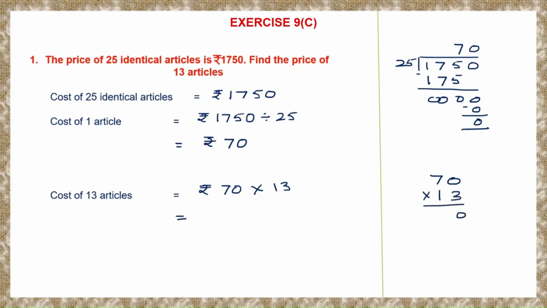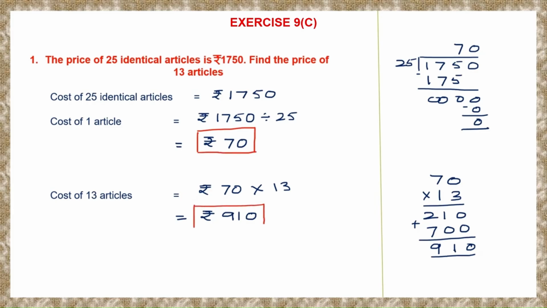3 zeros are 0, 3 sevens are 21, 0. 1 zeros are 0, 1 sevens are 7. So plus, now we get 1, 2 plus 7 is 9, 910. So the cost of 13 articles is rupees 910. So we found the cost of one article to be 70 rupees and then the cost of 13 articles to be 910 rupees.